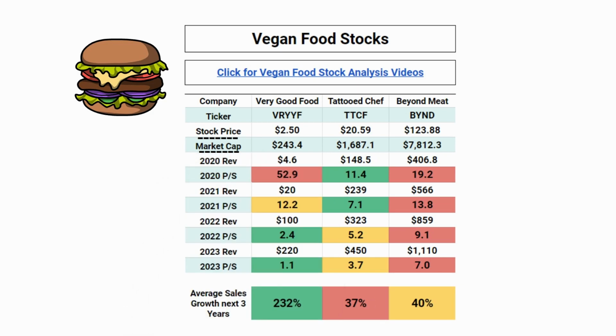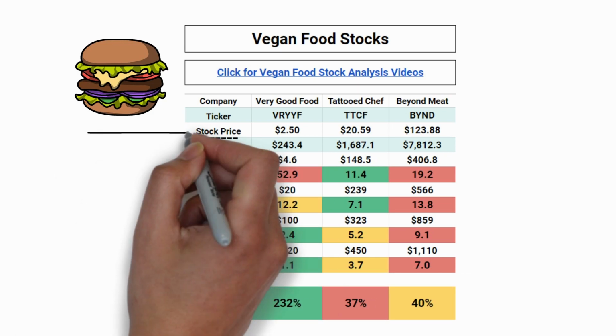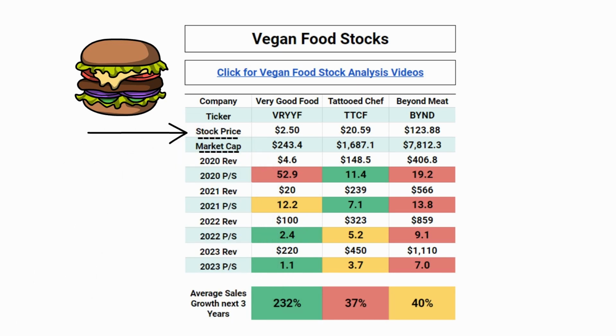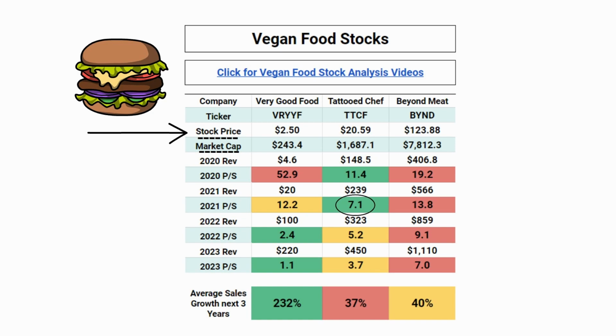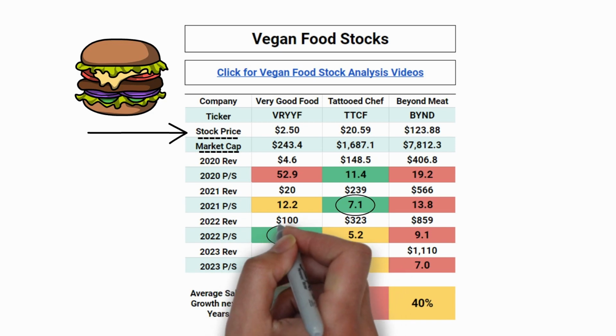In these first 3 lines, you see their stock price and market caps. Below, I listed their past and estimated earnings together. In a quick look, it is better to look for companies with low price to sales ratio, below the industry average. In this case, for 2021, Tattooed Chef looks better with a 7 price to sales ratio.